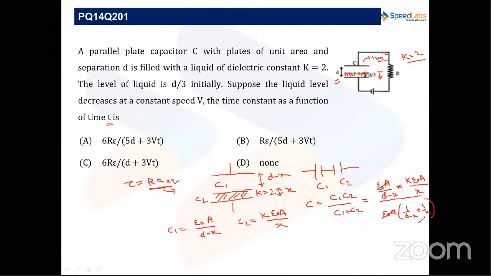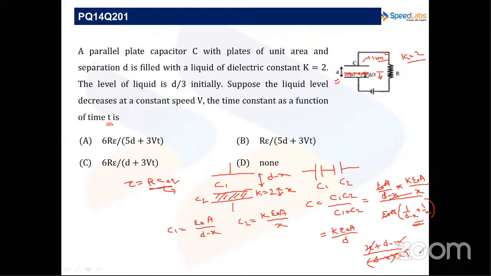Now this denominator will also be simplified. So it is x plus d minus x over d minus x into x. This is the denominator. And eventually this x is gone. So this thing will be gone with this, right? So what do you get? It is K epsilon naught A left in numerator. This denominator is gone. And then divided by, only d remains.